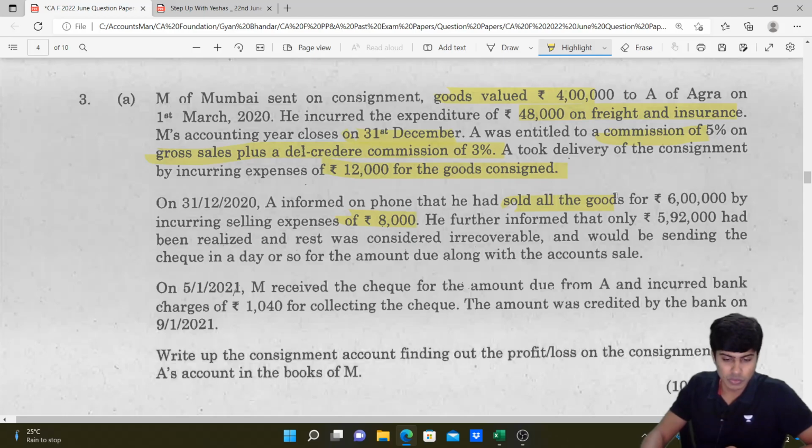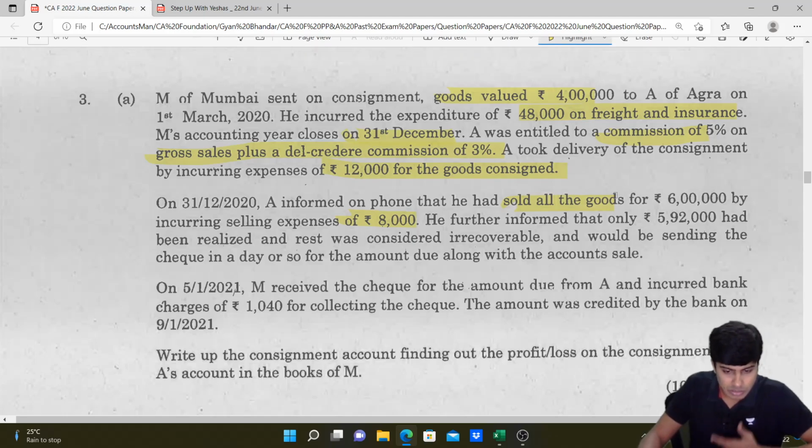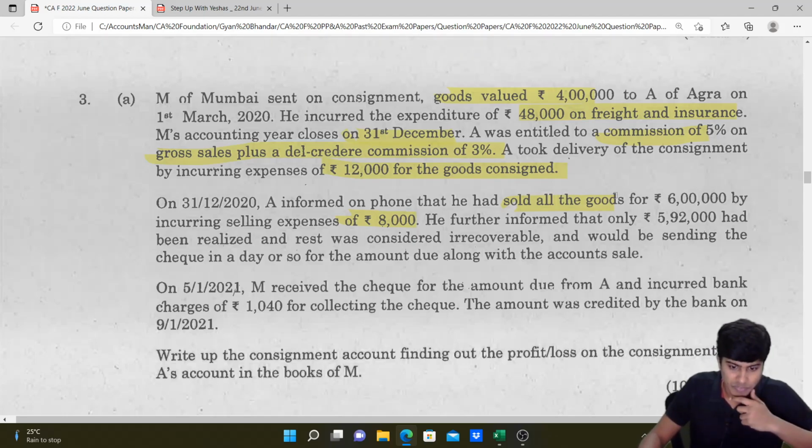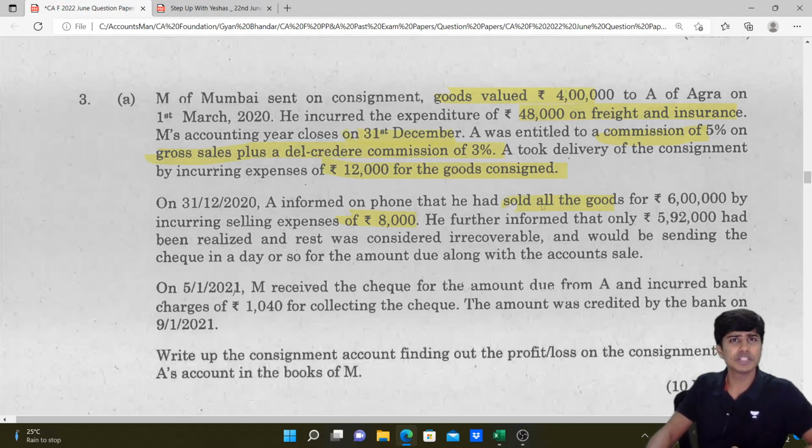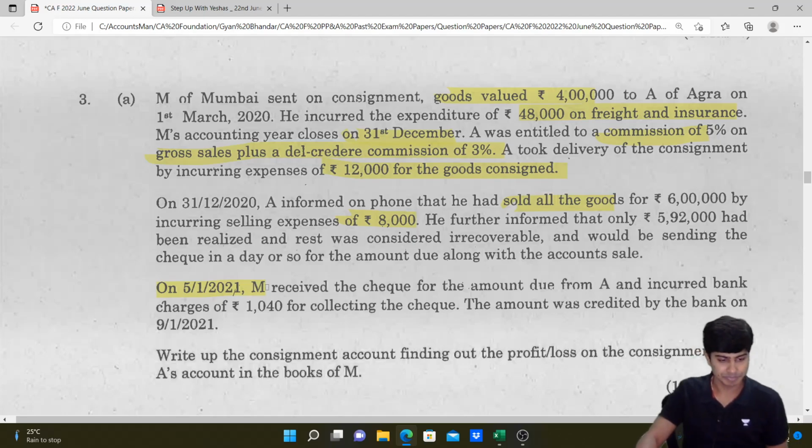So he has sold all the goods. There is 8,000 of selling expense incurred. 5,90,000 has been realized and the rest has been considered irrecoverable. The balance amount is considered irrecoverable, not our headache as consignor. The consignee should bear this. Okay. Then the amount will be sent along with the account sales on 5th of January. This is after the end of the accounting period. It is happening in the subsequent year.